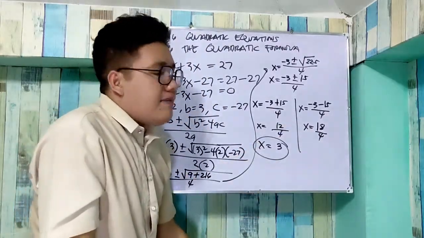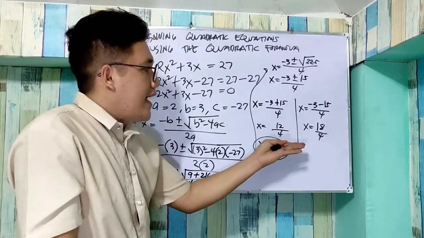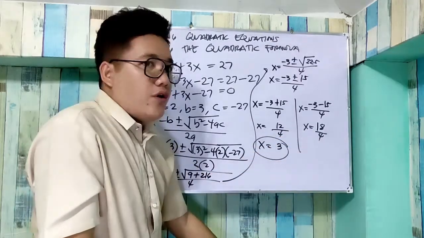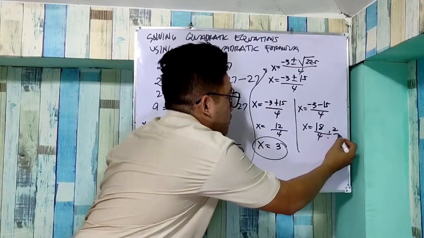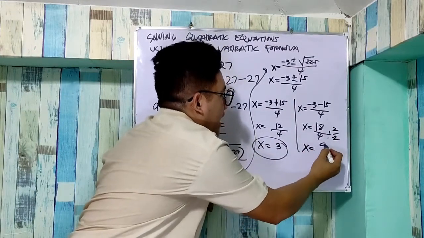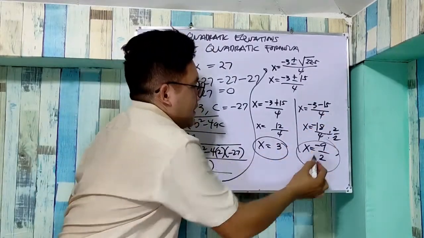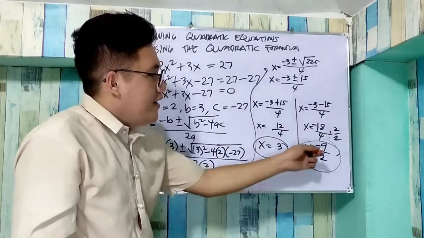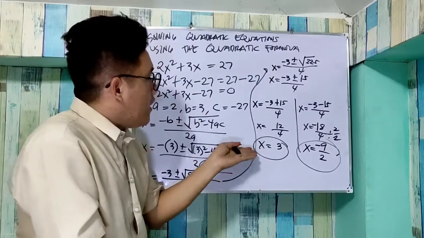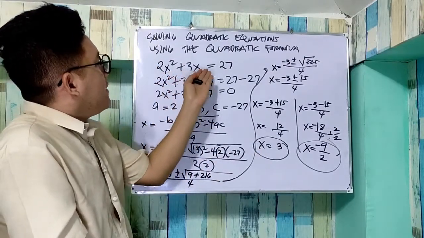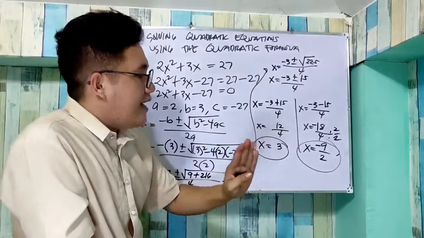Since it is not divisible by 4 yung 18, so we can simplify it. Ano ba ang common factor ng 18 and 4? Yung greatest common factor nila, that is 2. So divide natin to ng 2. X is equal to 9 over 2. This is negative. Nakalimutan pala natin kasi copy negative. So therefore, the roots of 2x squared plus 3x is equal to 27, or the solution is 3 and negative 9 over 2.